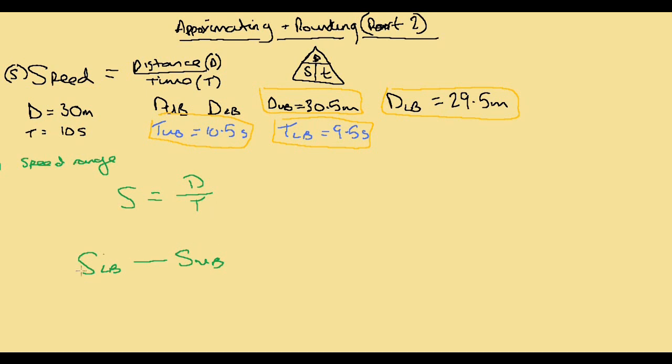But in order to find this, let's say we'll take this lower bound of the speed first. We need to figure out what are the values of the distance and the time that gives us the lowest possible value. And it's not just about choosing the lower bound of the distance and the lower bound of the time. That might not work, and in this case it actually won't work.